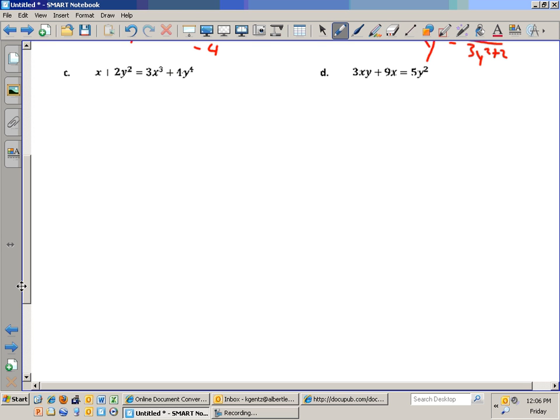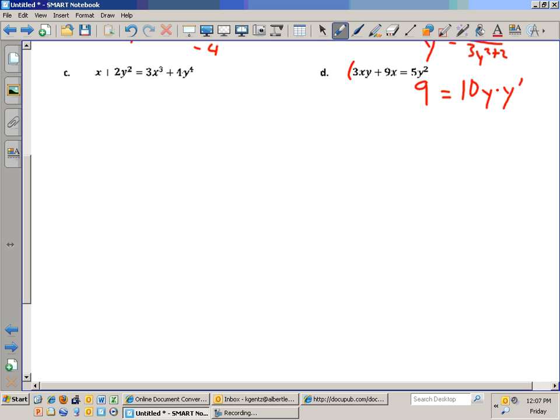I do have a problem. I have xy. Anybody want to guess what that means? It means the product rule. Okay? So let's do this part first. Let's start back here. What's the derivative of 5y squared? 10y times y prime. Derivative of 9x? 9. And 3xy, I'll need to do the product rule.